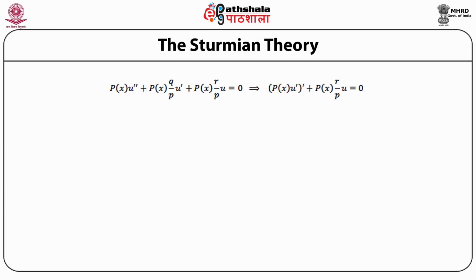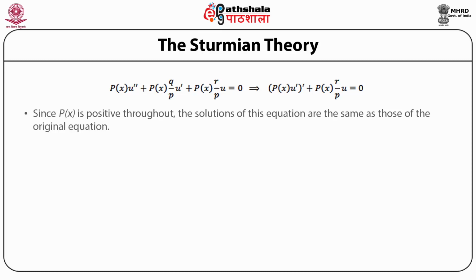This implies (P of x into u prime) prime plus P of x into r by p into u is equal to 0. Since function capital P of x is positive throughout, the solutions of this equation are the same as those of the original equation. Hence, the theorem has been proved.